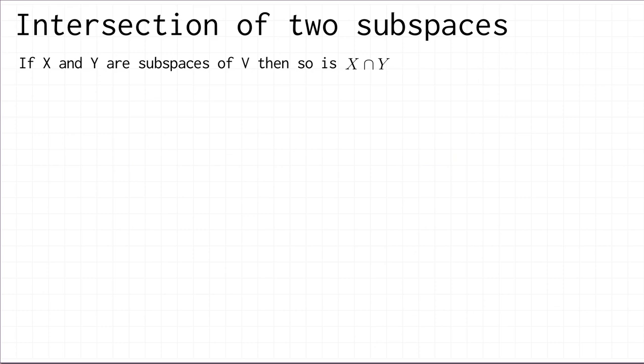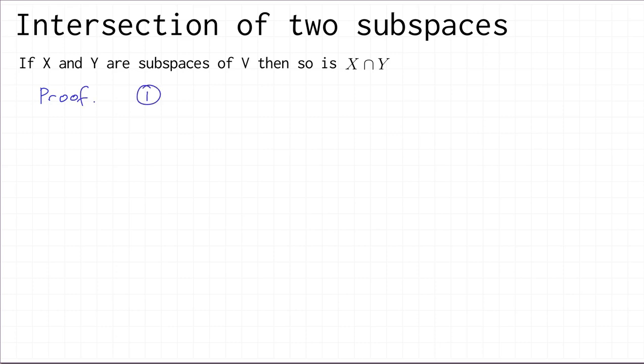Okay, part two, we're going to show that the intersection of two subspaces is again a subspace. So my claim is, again, if I have two subspaces X and Y of a vector space V, then actually X intersect Y is a subspace. So let's take our proof. Again, we've got to just check the three conditions for being a subspace.